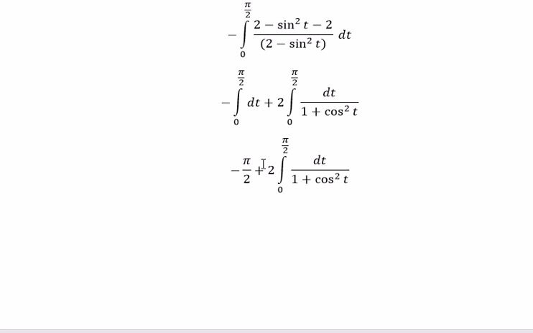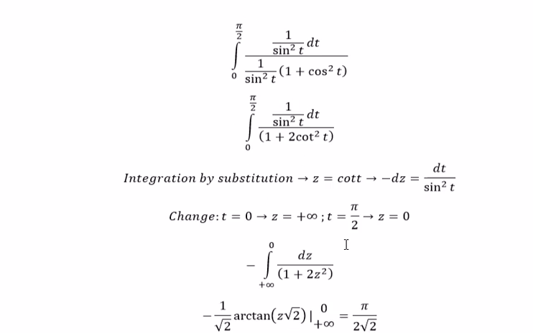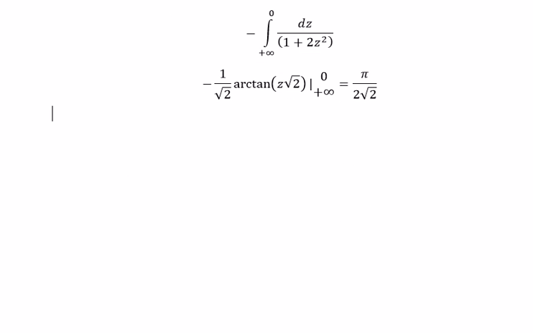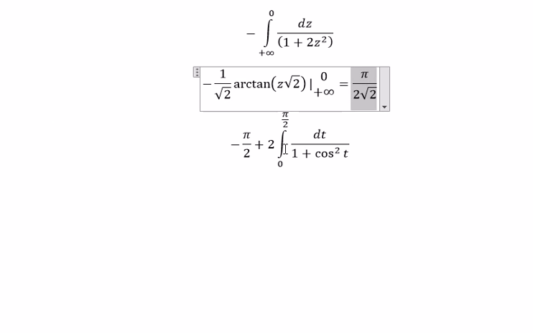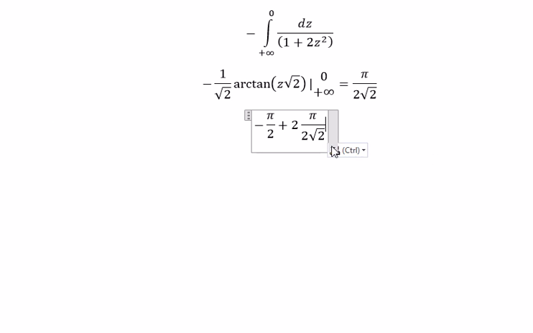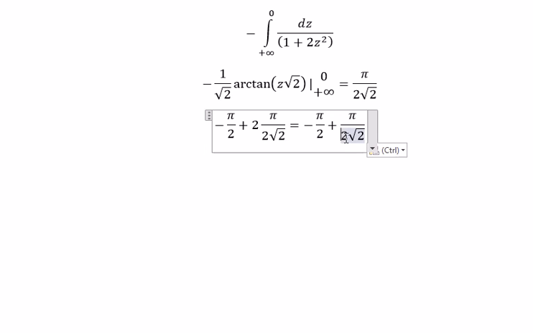So we can change this one. We put this one in here, and we got this one plus 2 divided by 2. So you got pi over the square root of number 2.